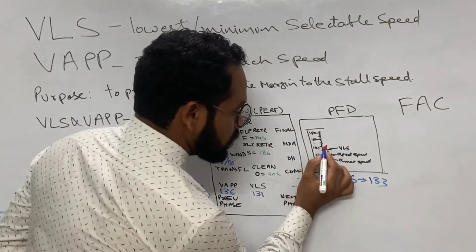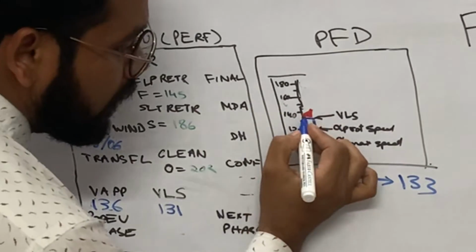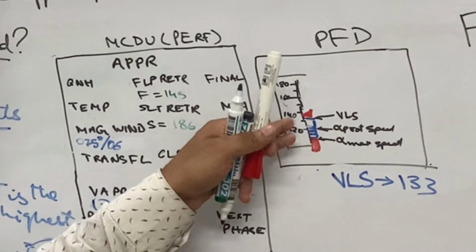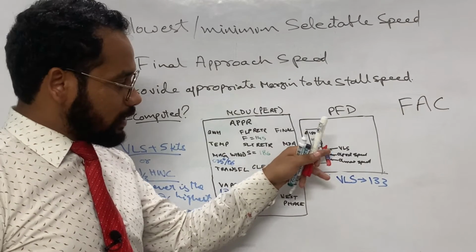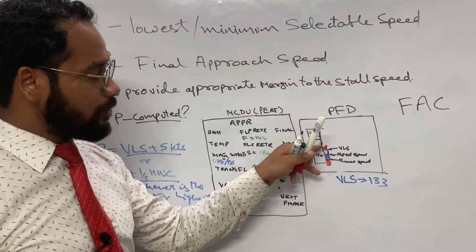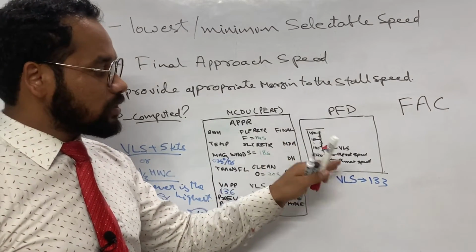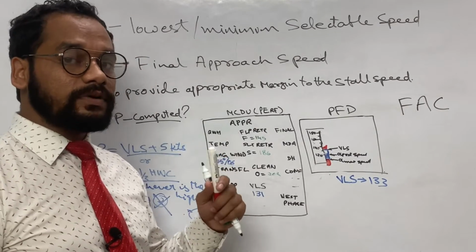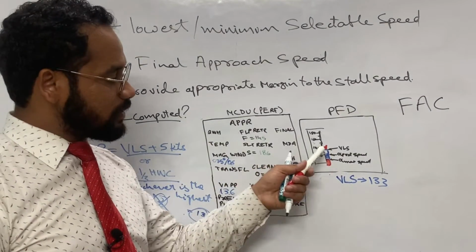So VLS is 123. So friends, in this case you can see how much difference the VLS and the VAPP have. VLS is 133 and VAPP, which is shown by this magenta color pointer, is 136. So it is a 3 knots difference. Now, what I have told you, friends, is that we should always have a buffer of at least 5 knots between the VLS and the VAPP.